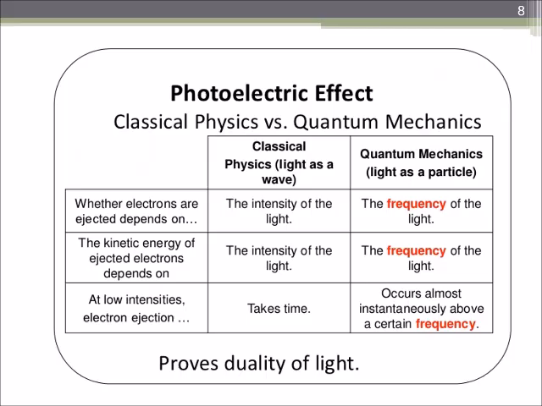The photoelectric effect can be explained using quantum mechanics and not classical mechanics. In classical mechanics, whether electrons are ejected depends on the intensity of light. But in quantum mechanics, we know it's the frequency. The kinetic energy, we thought, was based on the intensity of light, but it's actually the frequency. You notice that it's frequency.